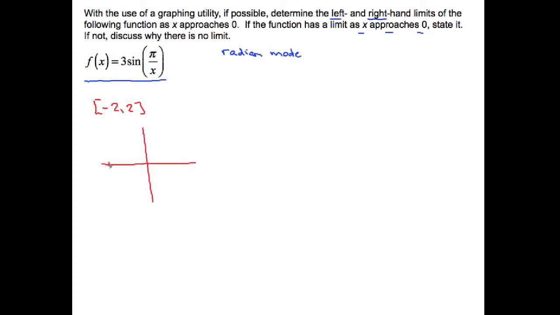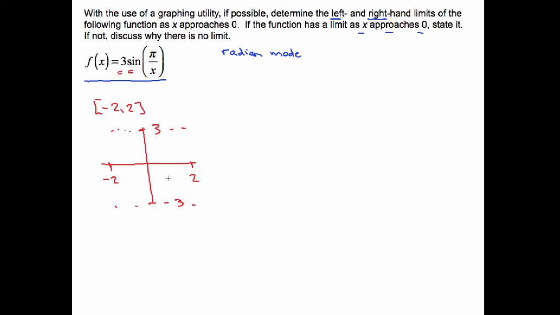And when we do, if we go ahead and allow the calculator to set the range, the range would be from -3 to 3, because we know sine is bounded from -1 to 1, and if you multiply it by 3, now sine is bounded from -3 to 3.